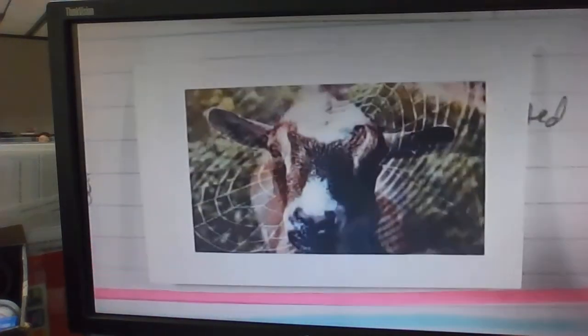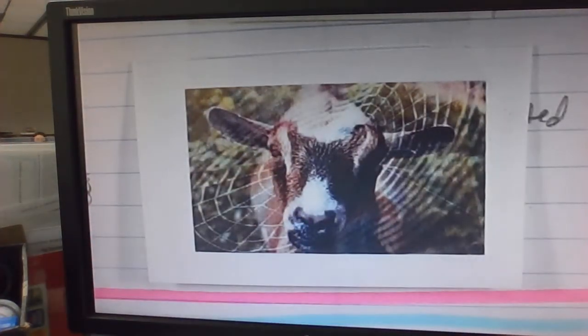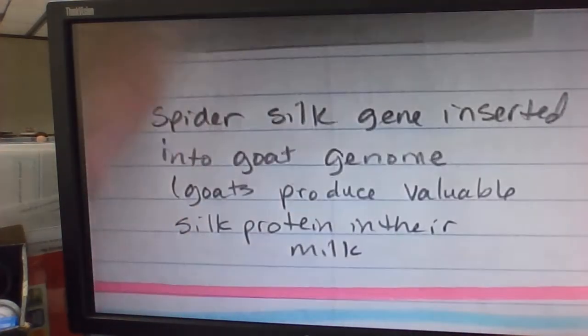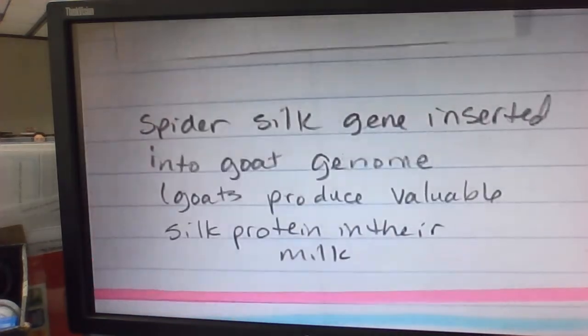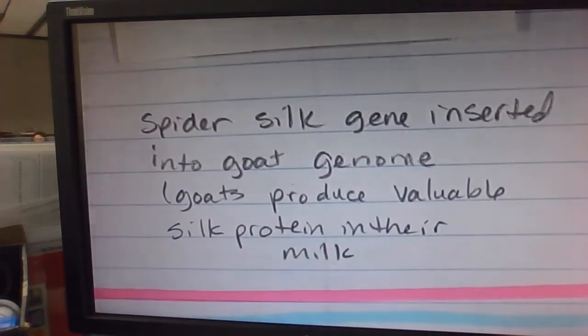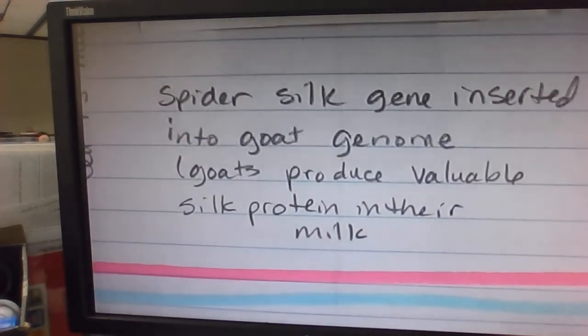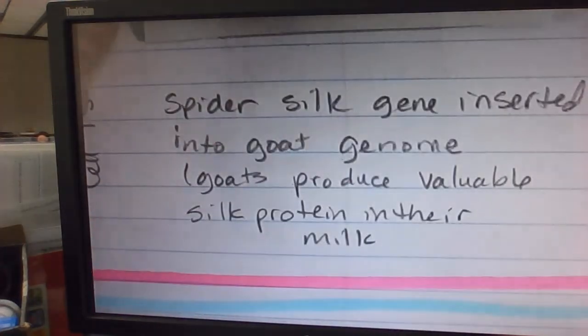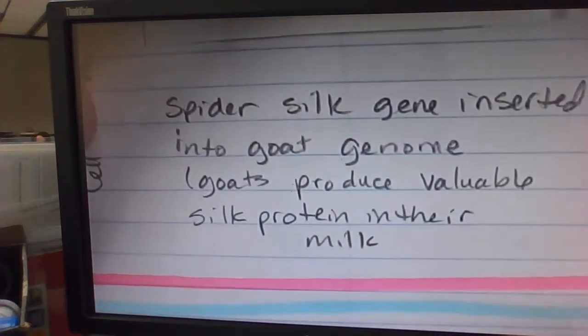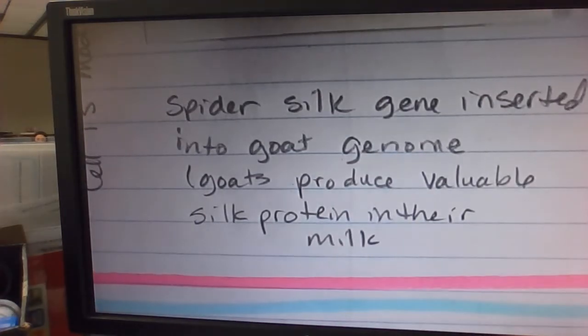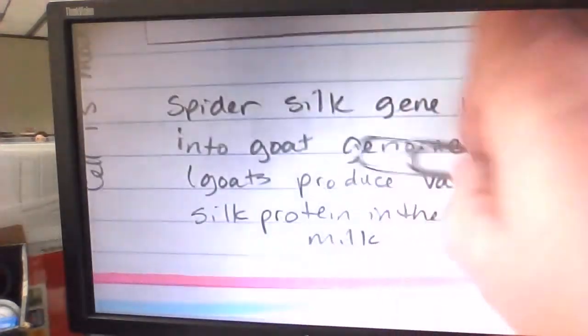Turns out that they can then use it to create the spider silk in the goat milk. So this one I did do traditional here. The spider silk gene inserted into the goat genome, and now the goats are producing that valuable spider silk protein in their milk, and then all you have to do is process it to get this silk out.